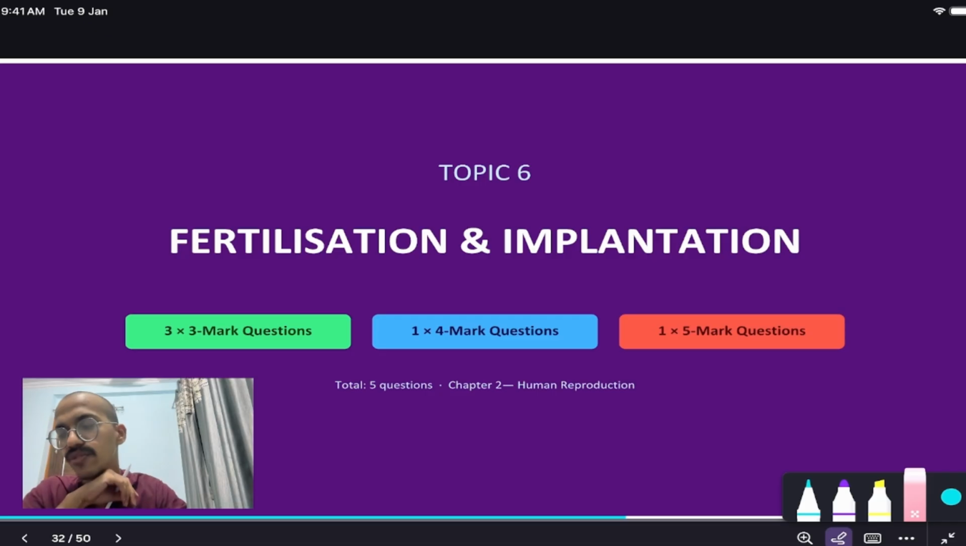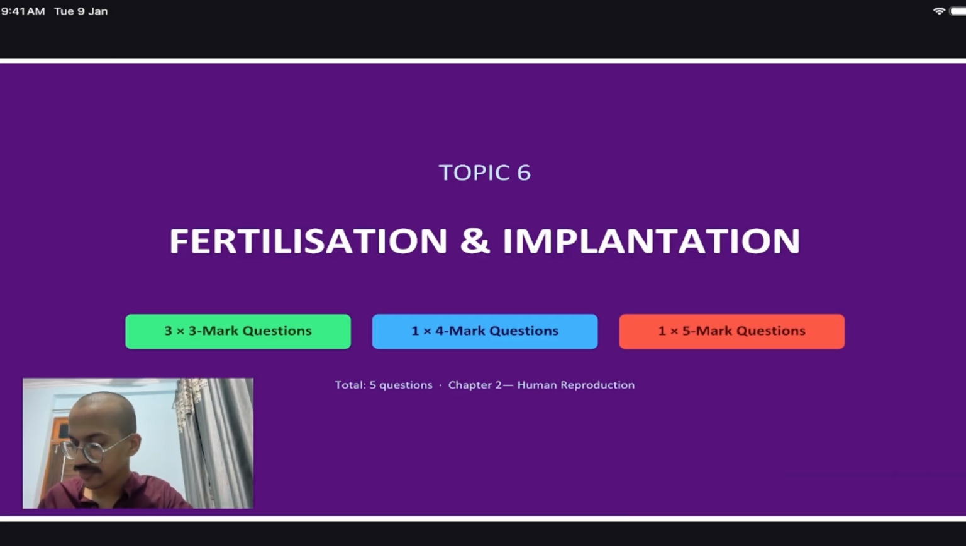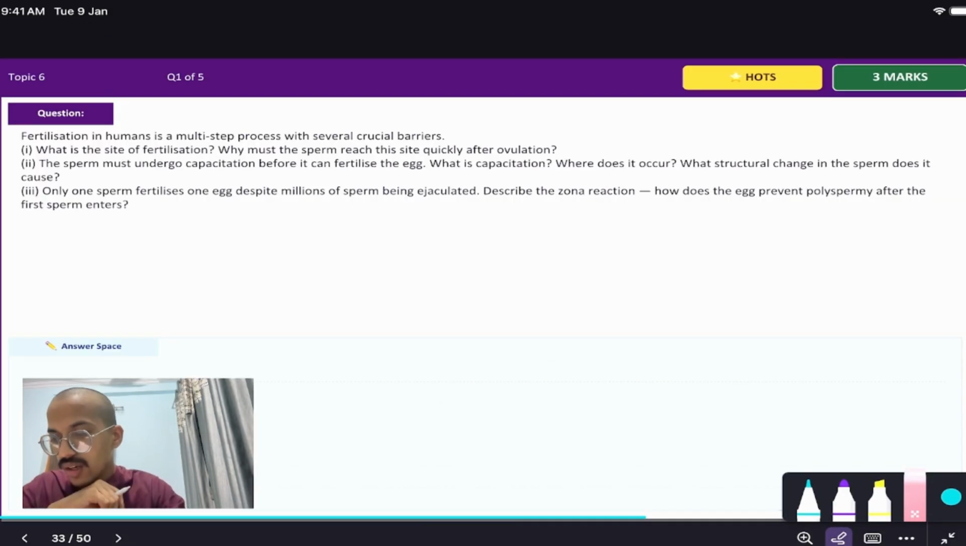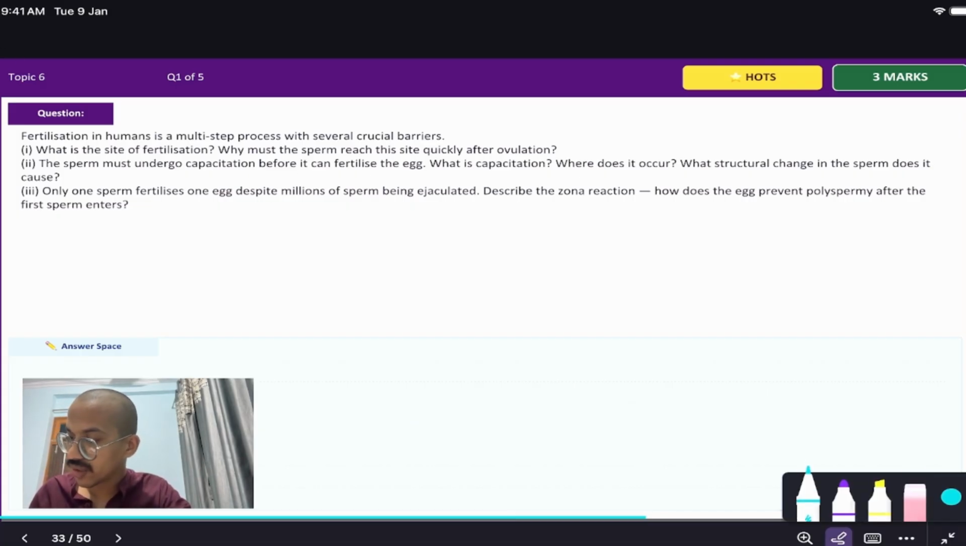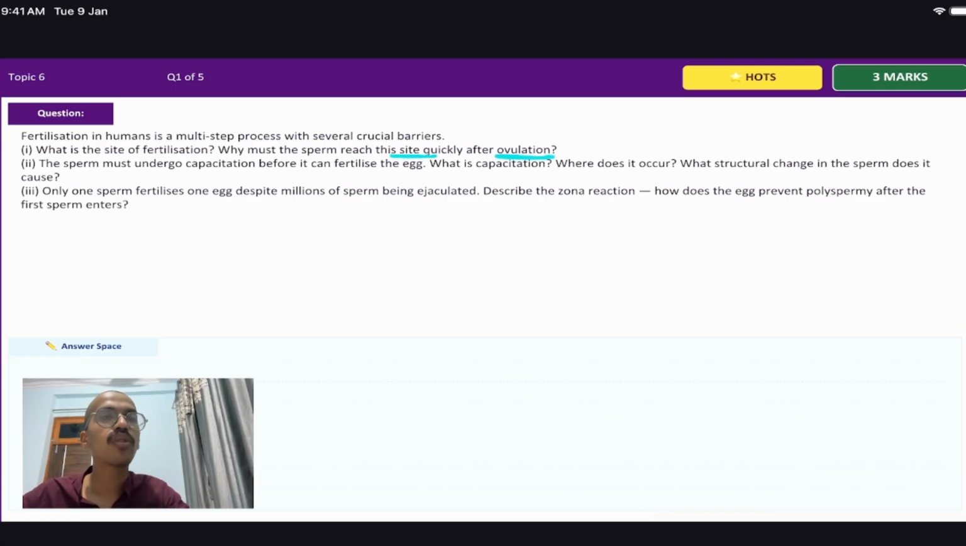Coming up to the next, that is fertilization and implantation. Fertilization is a multi-step process which has several crucial barriers. What is the site of fertilization? Ampullary isthmus junction. Why must the sperm reach the site quickly after the ovulation? Because your ovum survives for a certain period of time, that is 72 hours. After that, it will die, so degenerate. So that's why.